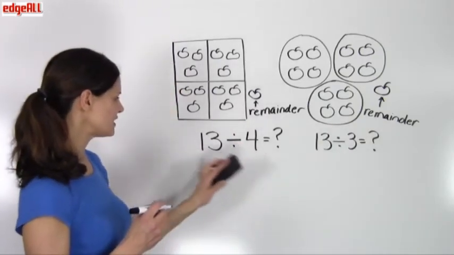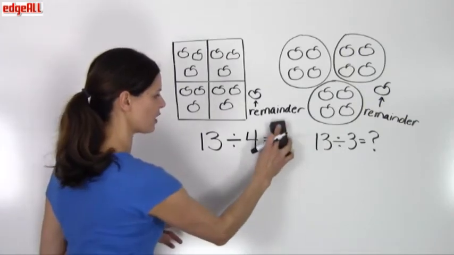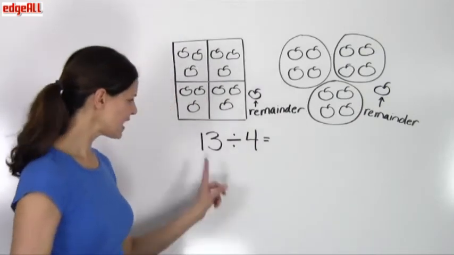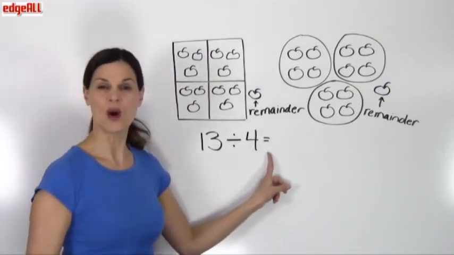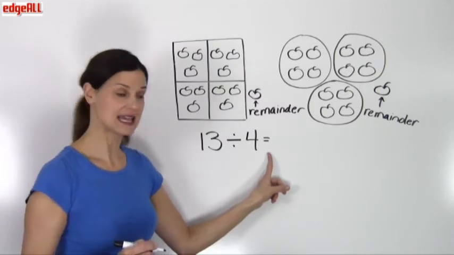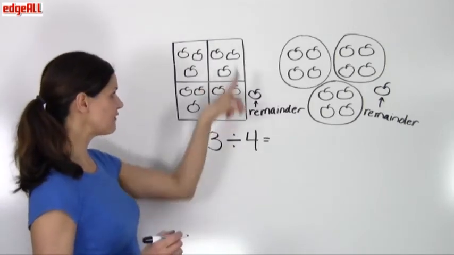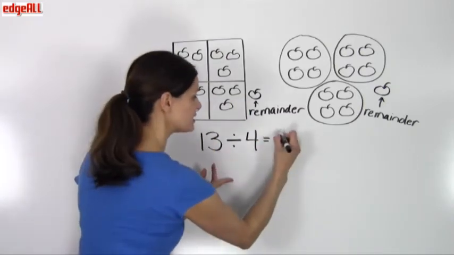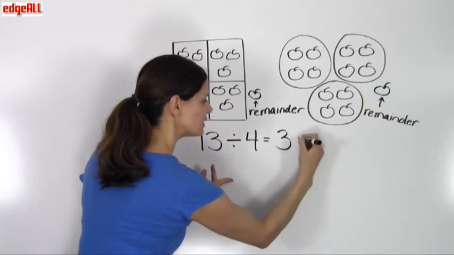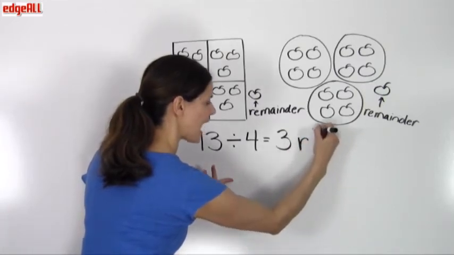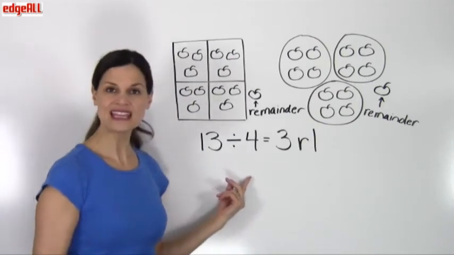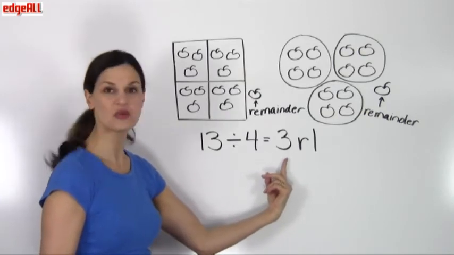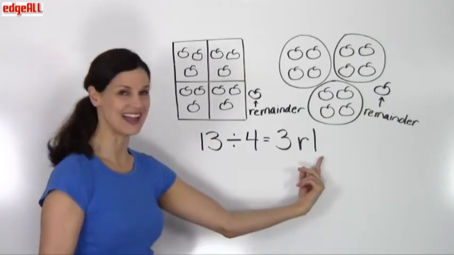So in our problem here, for example, 13 divided by 4 equals what number? And I'll erase this just to give us a little bit more space. 13 divided by 4 equals what number? We would write it like this. 13 divided by 4, so we've got our 4 groups, and we've got 3 apples per group. So our answer is 3, and then we just put this little r here after that and put a 1. So I would read this as 13 divided by 4 equals 3 remainder 1.